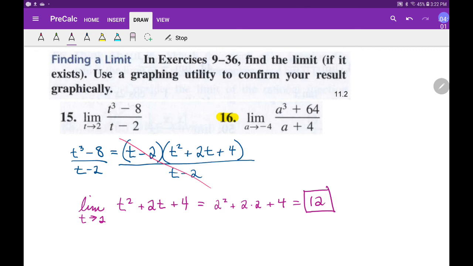Because I got close to t equals 2. I know I'm not allowed to be there. I know, not allowed. However, the limit is 12.